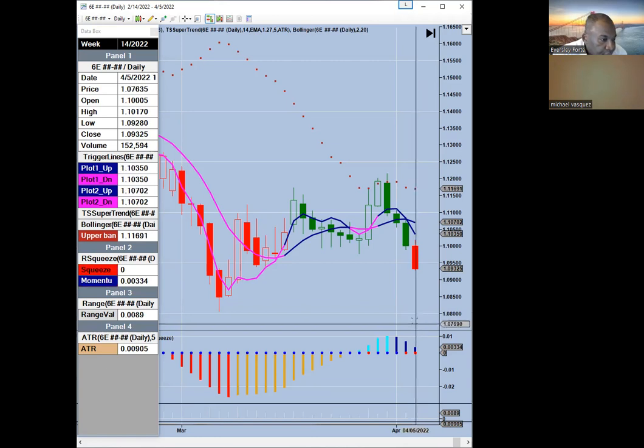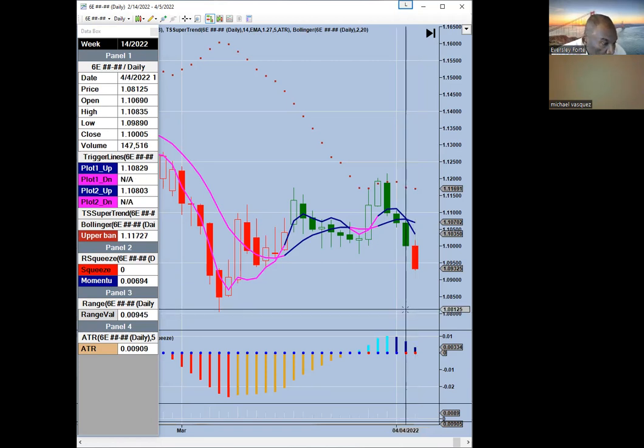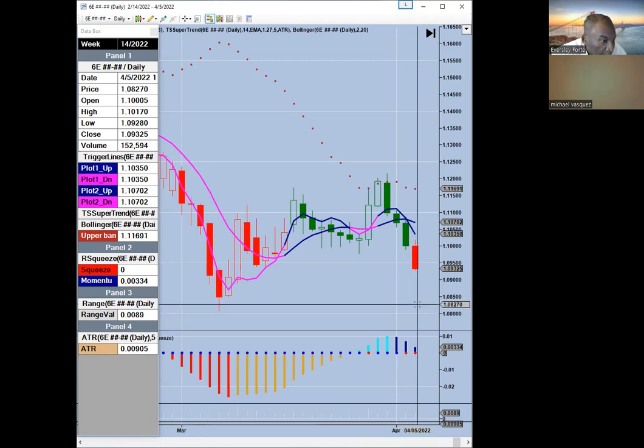All right. So what you see here now, I have the cross. Now, to establish risk, I need to know how big my stop loss is. Okay. And so number one, my stop loss is going to be 10 ticks above the high of the previous day.